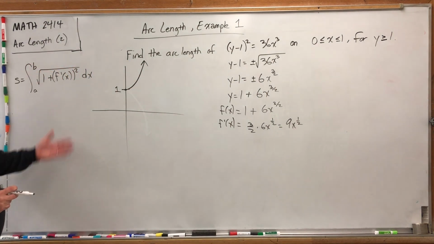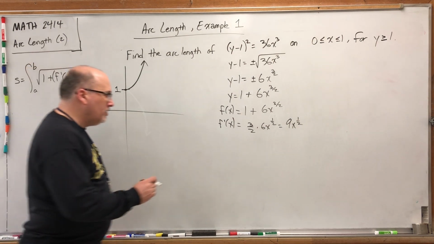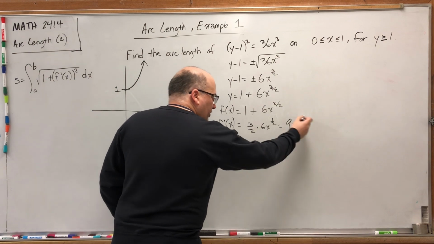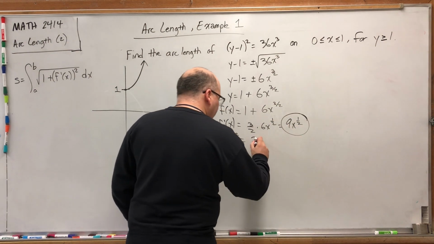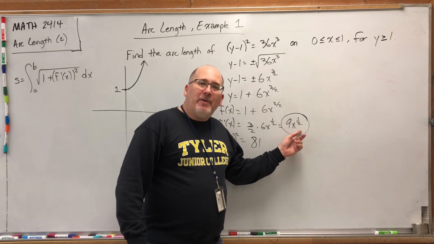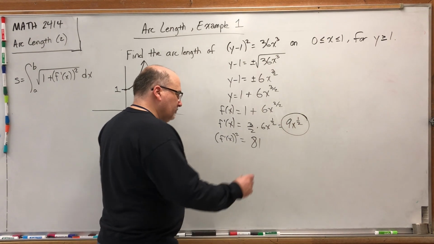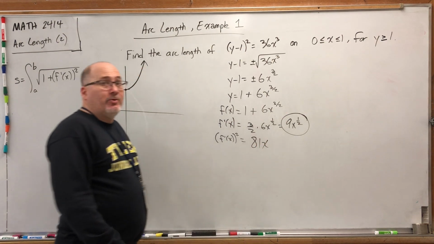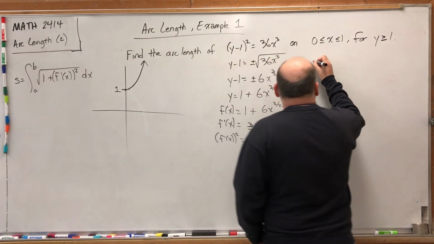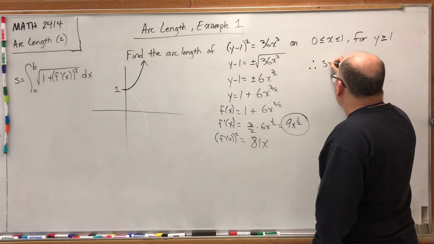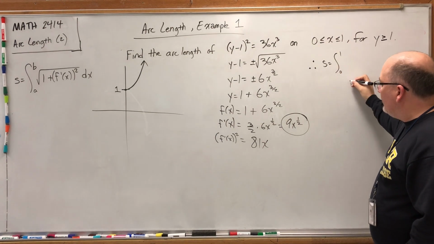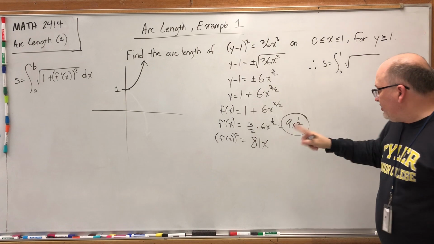Our next move to set up the arc length integral is to square the derivative. So if we square the derivative, we square this. Well, 9 squared is 81. And if we square x to the 1/2, we would multiply the powers. 2 times 1/2 is 1. So the square of the derivative is just 81x. Therefore, let's write it up here. Our arc length integral will be the integral over the interval of x values from 0 to 1, the square root of 1 plus this.